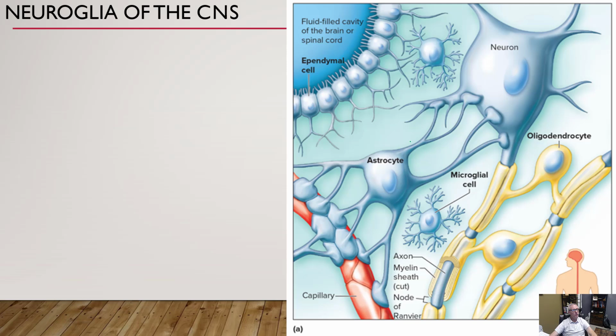So here, astrocytes, microglial cells, oligodendrocytes. Remember, oligodendrocytes produce that myelin in the central nervous system. Here's your regular neuron. Ependymal cells, remember that cilia in the ependymal cells. Ependymal cells associated with that cerebral spinal fluid.